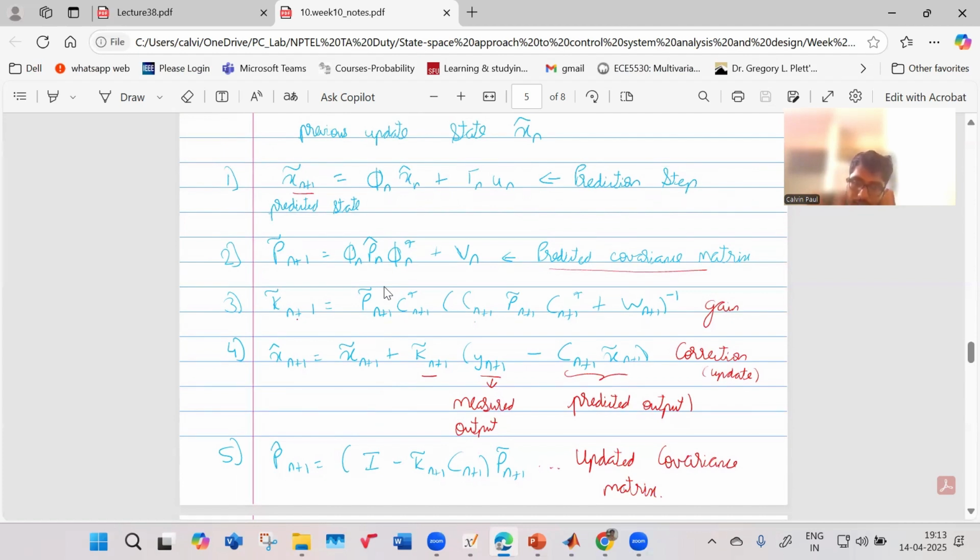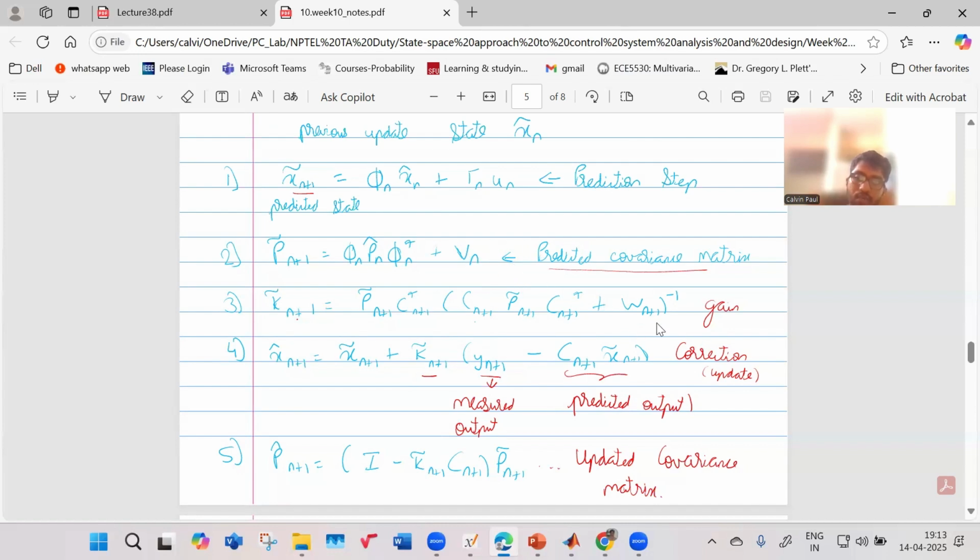So we have to get phi n and gamma. What we don't know is this R, the R matrix. We don't know Wn plus 1 and this Vn. These two variables we don't know.